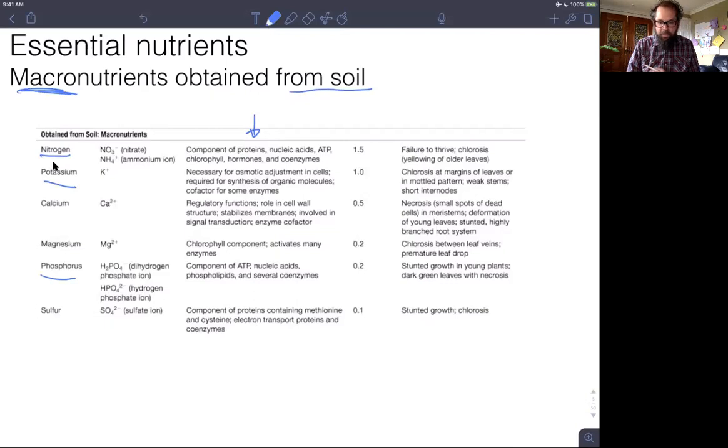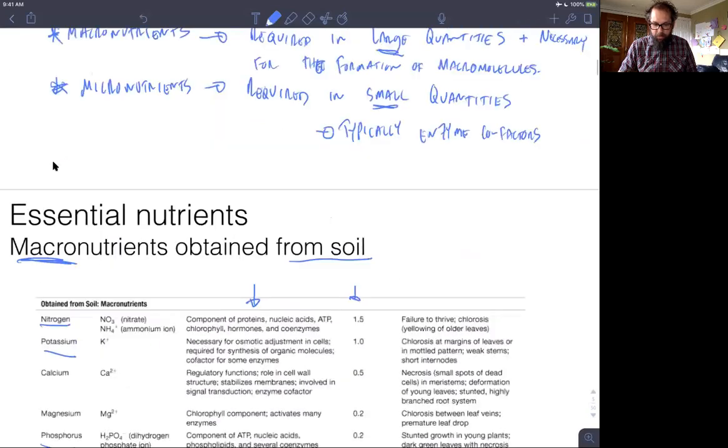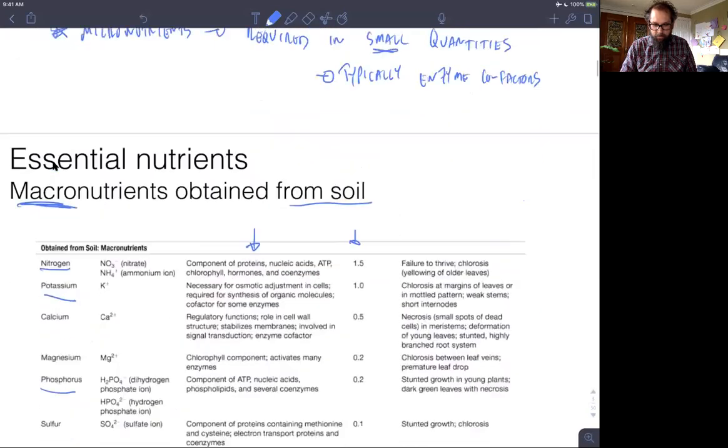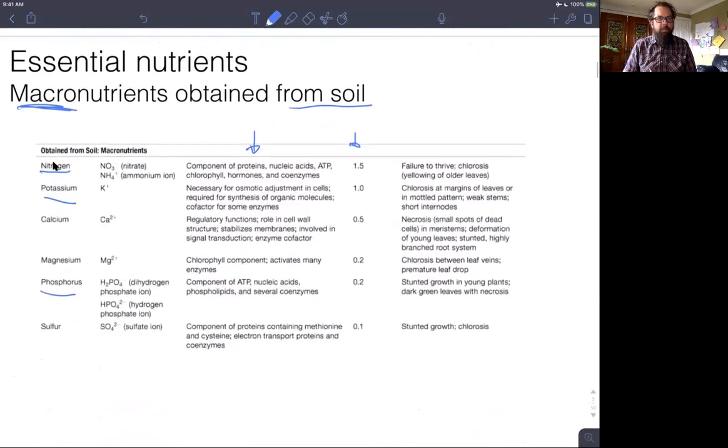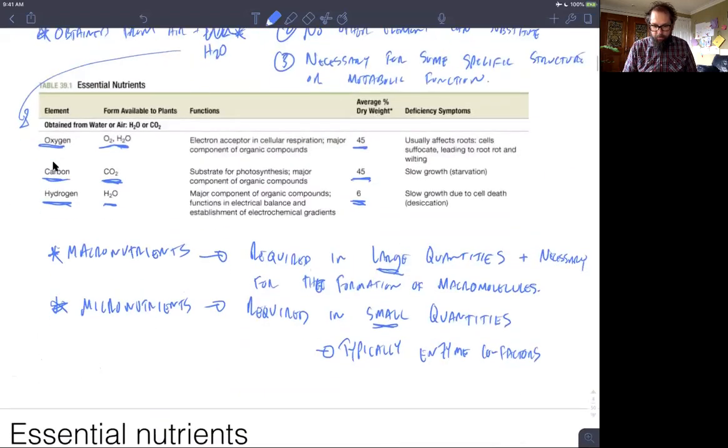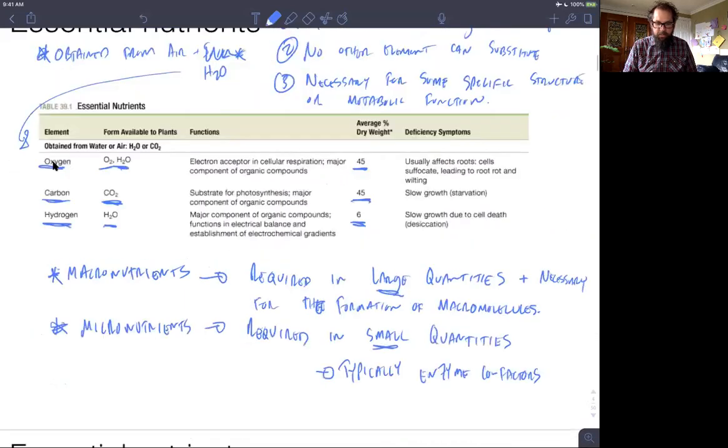Those of you who have done any gardening before know that nitrogen, potassium, and phosphorus are three of the main things found in fertilizers, but we also see other essential macronutrients like calcium, magnesium, and sulfur contained within those. And then here's just an amount that's needed. A continuation of that average dry weight that we see. This is a continuation of the table from above.